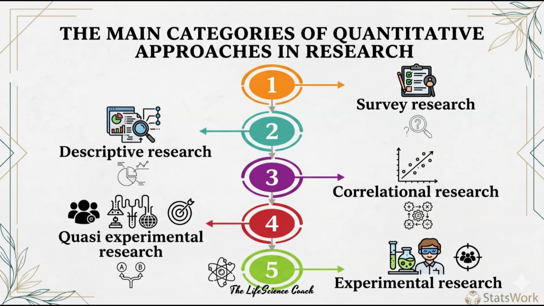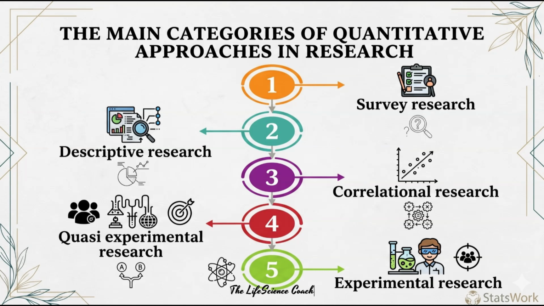Another important approach is descriptive research. This type of research focuses on describing a situation, group, or phenomenon as it exists. It helps researchers answer questions like what, when, and where without changing or influencing the environment being studied. The third approach is correlational research. This method examines the relationship between two or more variables to understand whether they are connected. For example, a researcher may study whether study hours are related to student performance. However, correlational research only shows relationships and does not prove cause and effect.